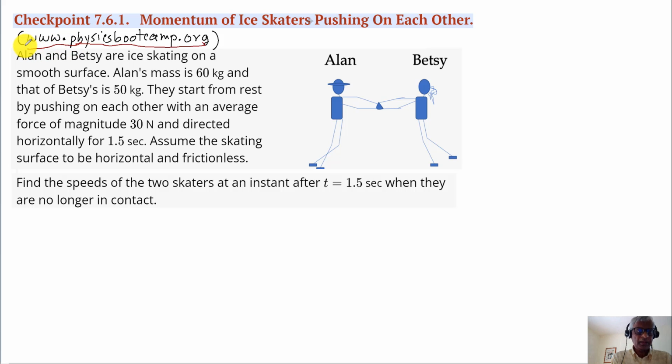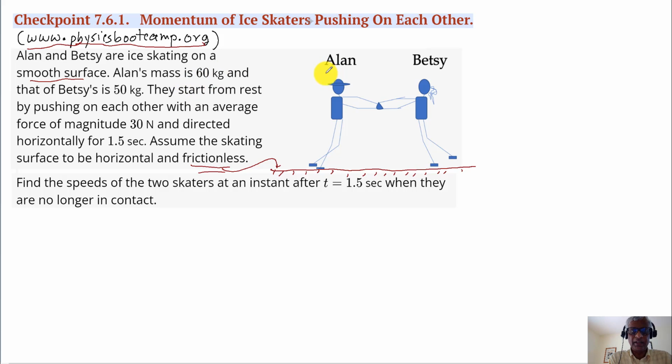Okay, so this is a problem where there are two people and there is a flat surface which is frictionless. They're ice skating, so it actually just says smooth surface, but you can assume it's frictionless also. So this surface is frictionless, which means horizontal force on either of them is zero. Okay, that's what it means.